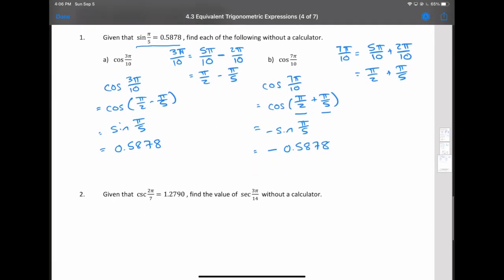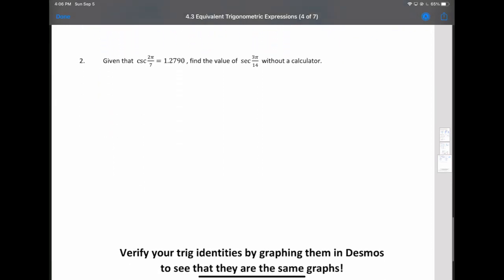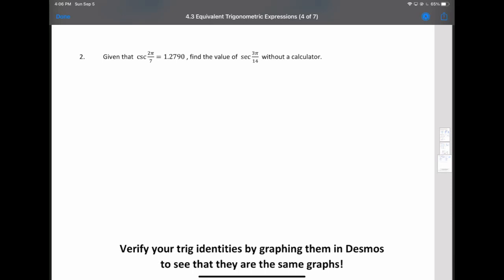All right, let's see if we can do something similar down here with question 2, which unfortunately uses some of those inverse or reciprocal trig identities, which I absolutely hate, but we can still work with them. Okay, to start this question, we're going to take a look at the angles we're working with. So we're given cosecant of 2 pi over 7 equals 1.2790, and we want to figure out what the secant of 3 pi over 14 is without a calculator. Now, without even worrying about the cosecant and secant parts, let's just look at the angle, 3 pi over 14.